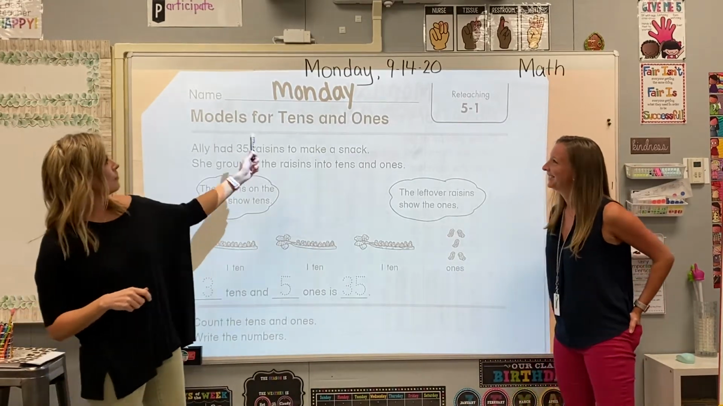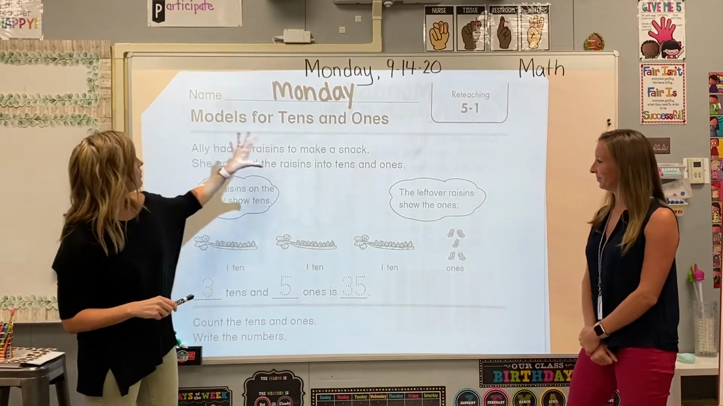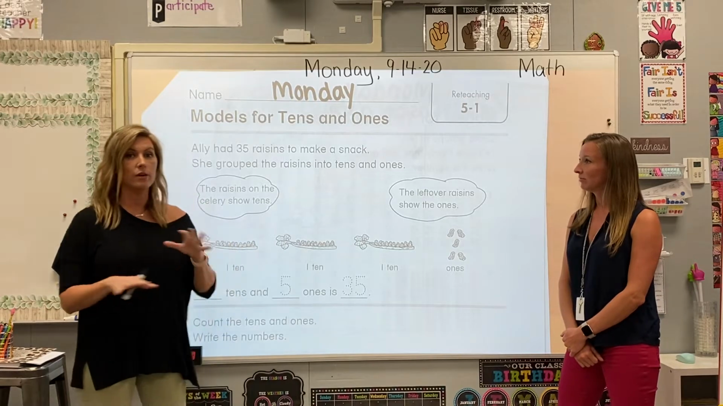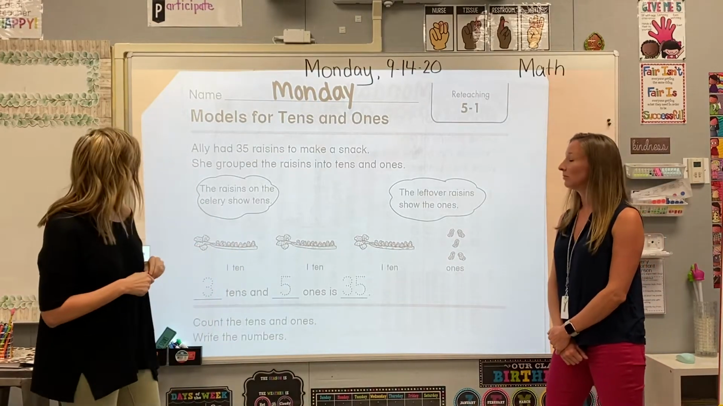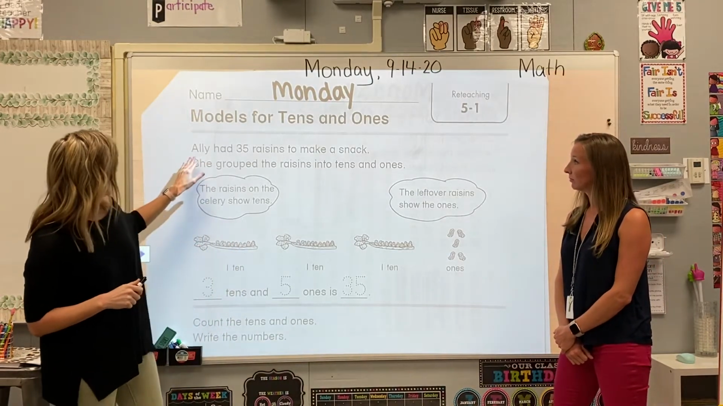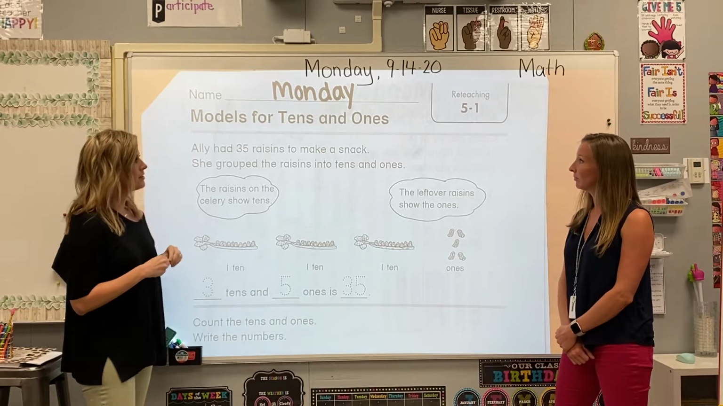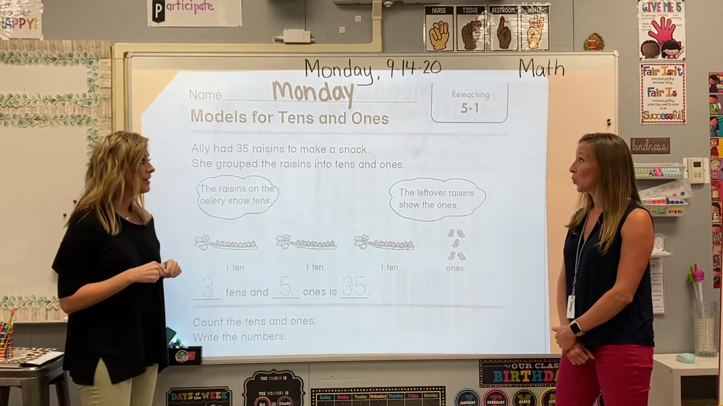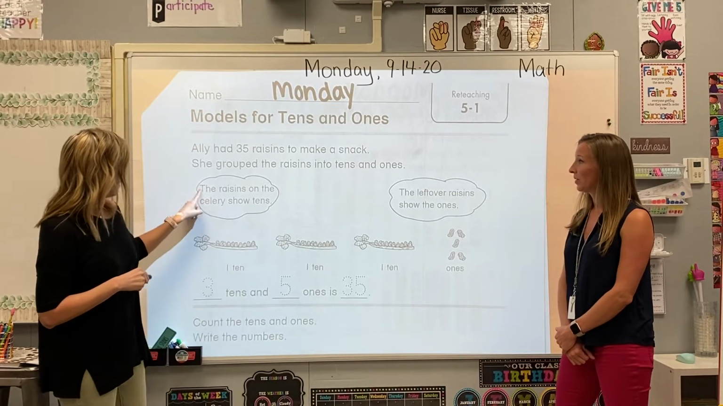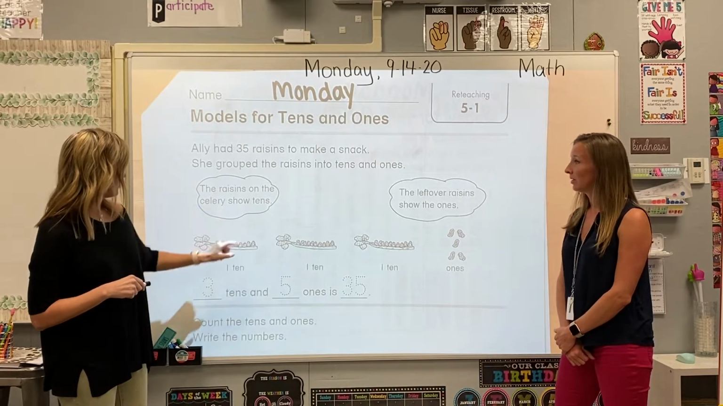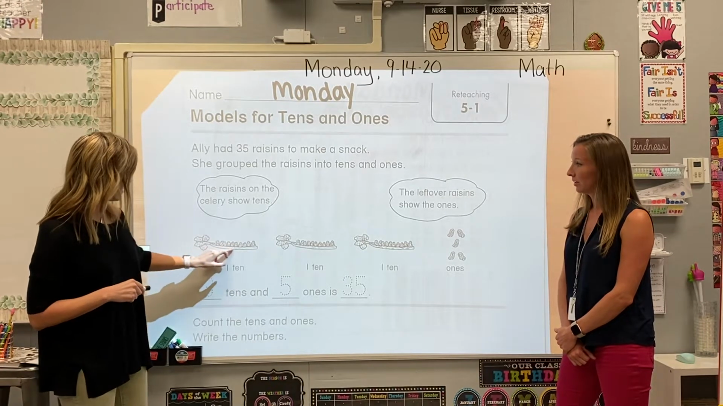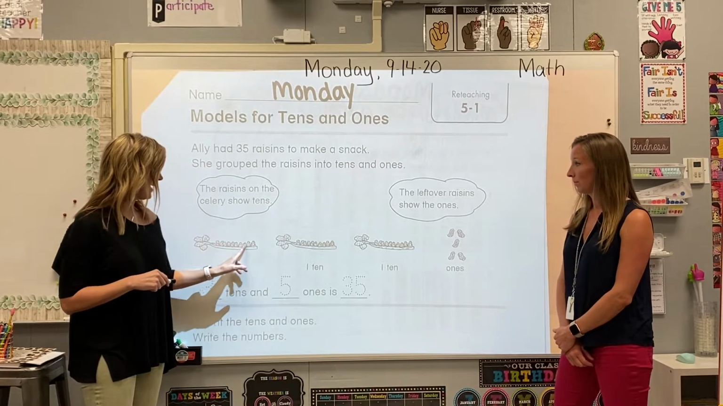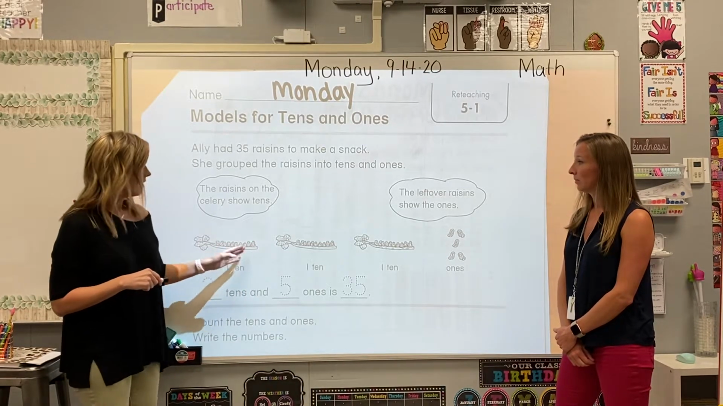So, looking at our Monday worksheet, it is called Models for Tens and Ones. We're going to keep place value pretty easy at the beginning, only going up to the tens place. Let's take a look at what we have here. It says, Allie had 35 raisins to make a snack. She grouped the raisins into tens and ones. The raisins on the celery show tens. So this is a celery stalk, and if you see the celery stalk, there is a full group of 10 raisins on that stalk.